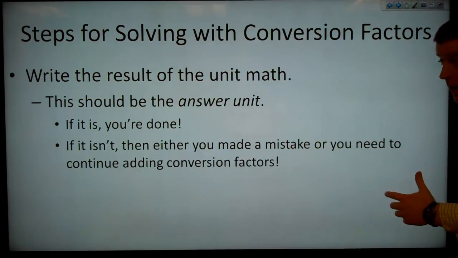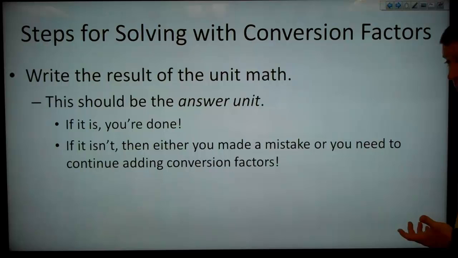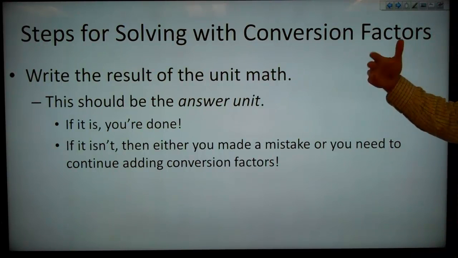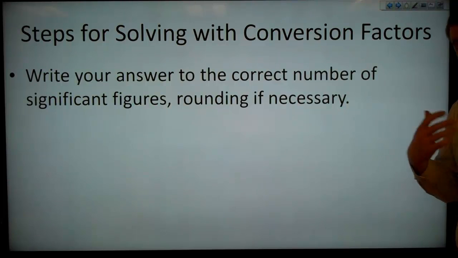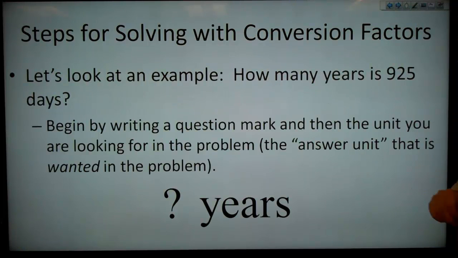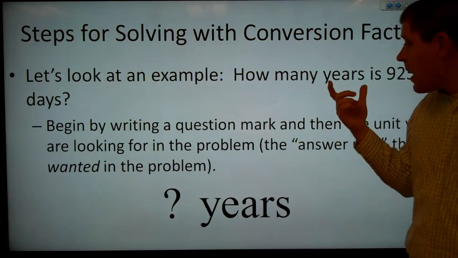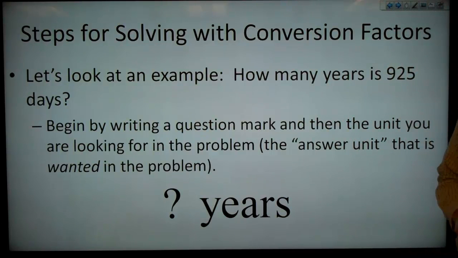If it's not, then either you've made a mistake or you need to continue adding conversion factors in order to get the answer unit. And then the last step is to write your answer to the correct number of significant figures, again rounding if necessary. So let's look at an example. How many years are in 925 days?